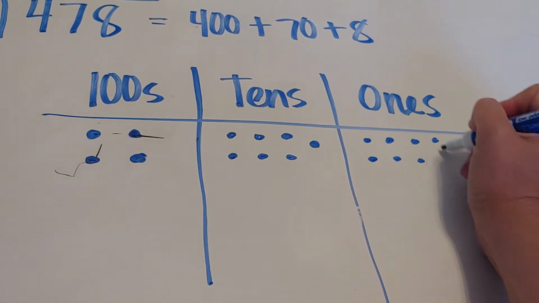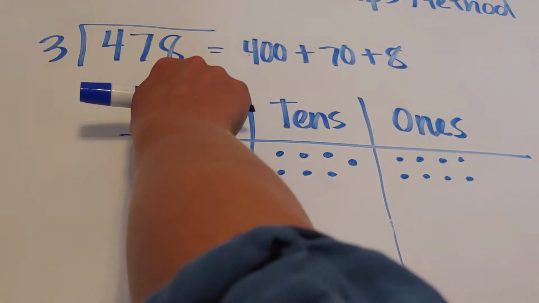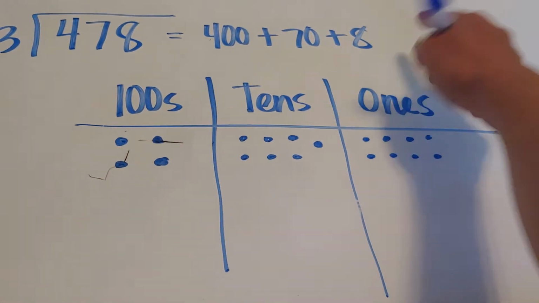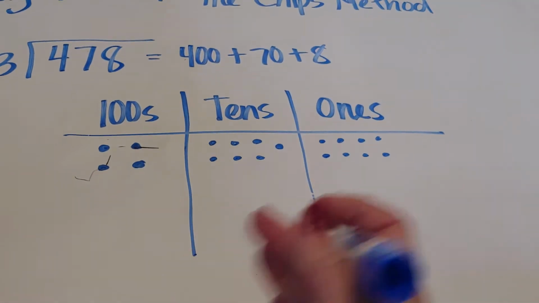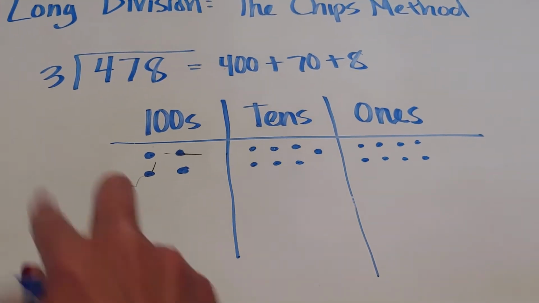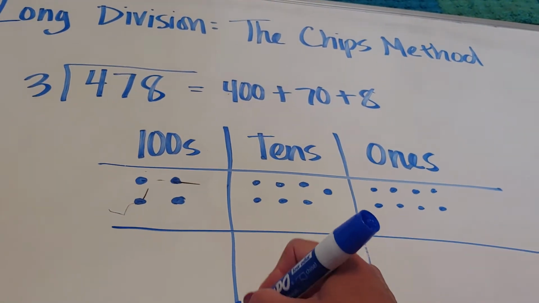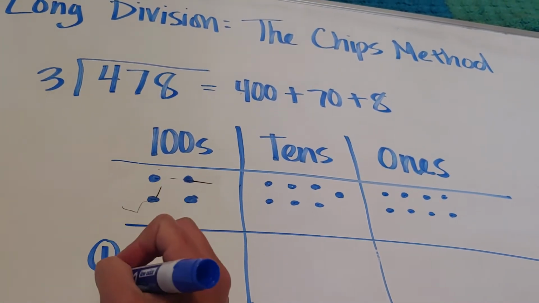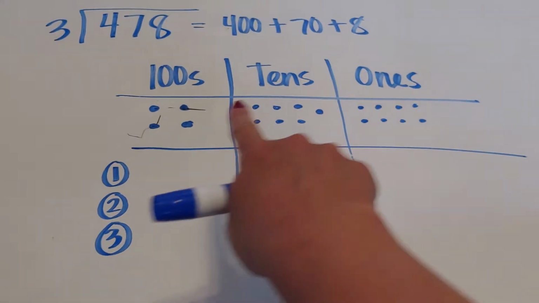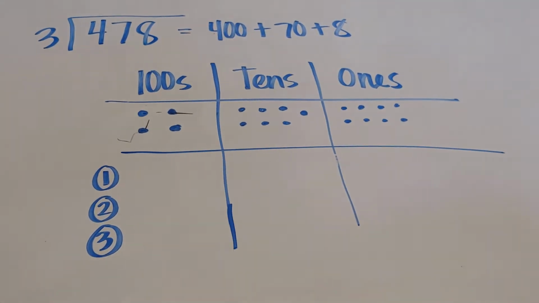Okay, so the first step is you take your number under the division symbol. You're going to write the 400 plus 70 plus 8, so break it out in expanded form, and then put all of these chips in hundreds, tens, and ones. Okay, now, what am I dividing by? 3. So down here, we're going to pretend that I have 3 people that I'm fair sharing. Okay? So think of this as $478, and we're going to break this up between 3 people.